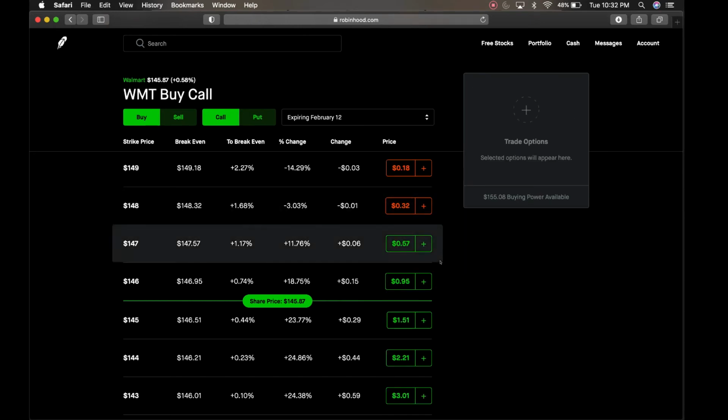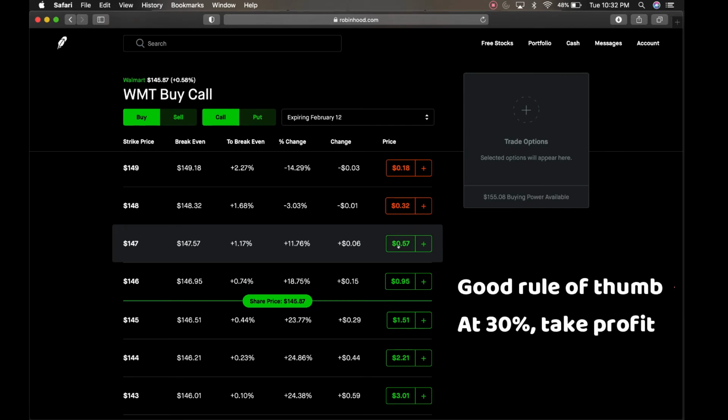They do move very fast, so you need to know how to buy and sell. So as soon as this hits your price, make sure you sell and you take your profit. I like to say that 30% is the perfect percentage to get out. As soon as you have that, go ahead and sell.